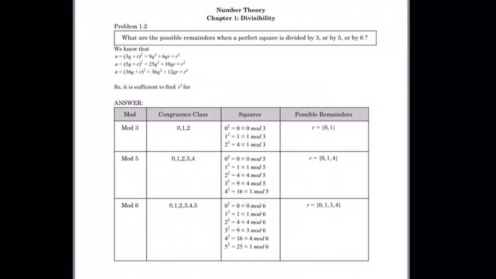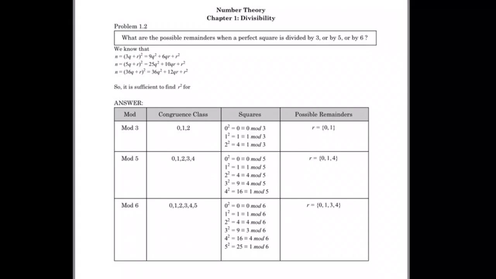6 divided by 3 is 2. So what we do is take each of the congruence classes in mod 3, 0, 1, and 2, and square them and see where the squares lie in mod 3. For example, if I have 6 and I square it, I have 36. That'll be 0 mod 3, so the remainder will be 0.